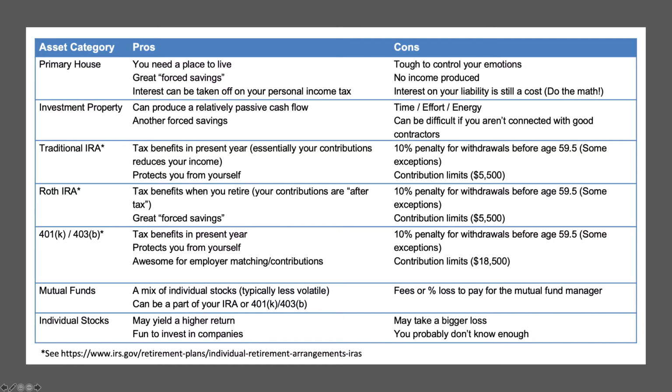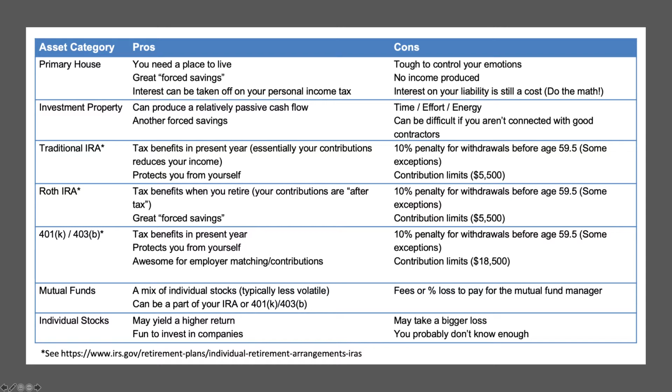The next asset category I like to talk about is the investment property. This is when you buy a second property and you're looking to have renters, and so you're trying to basically produce a cash flow every month. I'm calling it passive cash flow, but you'll see one of the cons is the time, effort and energy that you might have to put into managing it, especially before you get it rented, or when renters call you and there's a leak or some issue you have to address. Are you managing it, or do you have a contractor, a handy person that can fix a lot of those things?